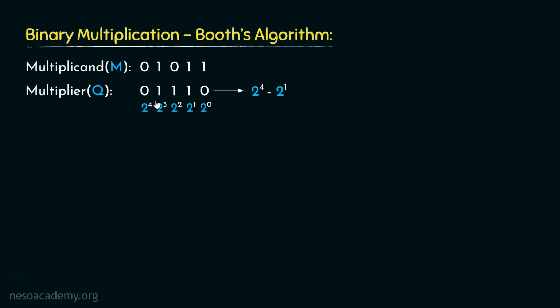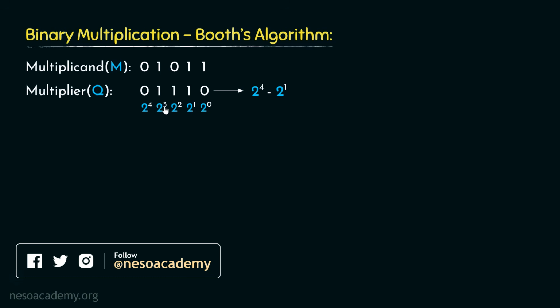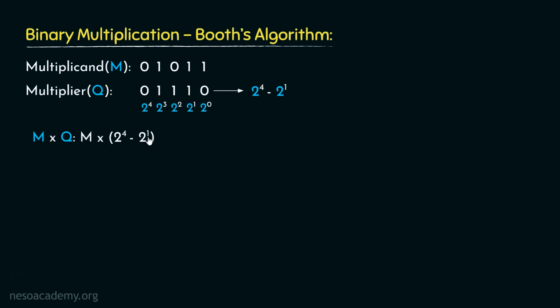Because if you observe, the first one in the sequence is placed under the place value 2 raised to the power 3 or 2 cubed. So we are supposed to have 2 raised to the power 3 plus 1 or 2 raised to the power 4. So the multiplication of m and q can be stated as m multiplied with 2 raised to the power 4 minus 2 raised to the power 1, which is q in here. Now this one can be stated as 2 raised to the power 4 multiplied with m minus 2 raised to the power 1 multiplied with m.